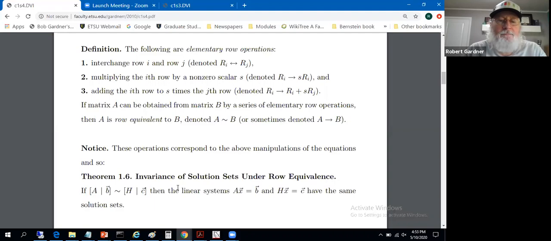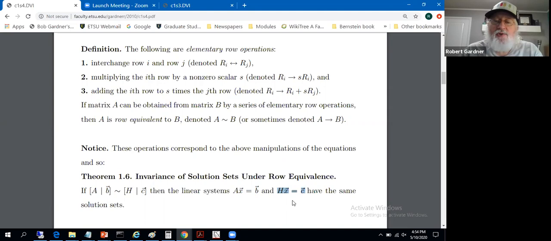Theorem 1.6, invariance of solutions under row equivalence, says if we take augmented matrix A augmented with B, and that is row equivalent to matrix H augmented with matrix C, then the linear systems AX equals B and HX equals C have the same solution sets. All right, so you do these row operations and you create a new augmented matrix. That augmented matrix is associated with a system of equations, got the punchline, the same solution as the system of equations we started with. All right, in itself, that ain't terribly useful. It changes this question, if we blindly do this, into that question. Instead of solving this system of equations, we could try to solve that system of equations.